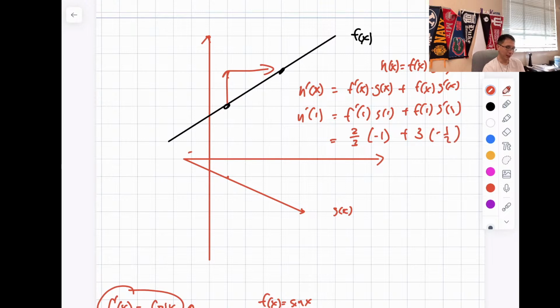And if you simplify this, this is going to be the right answer. So negative 2/3 minus 3 over 2, and I need a combined fraction. So that is equal to negative 13 over 6. So the answer is negative 13 over 6. So if I ask you g prime of 1, that means find the slope at x equal to 1 for the g of x function.